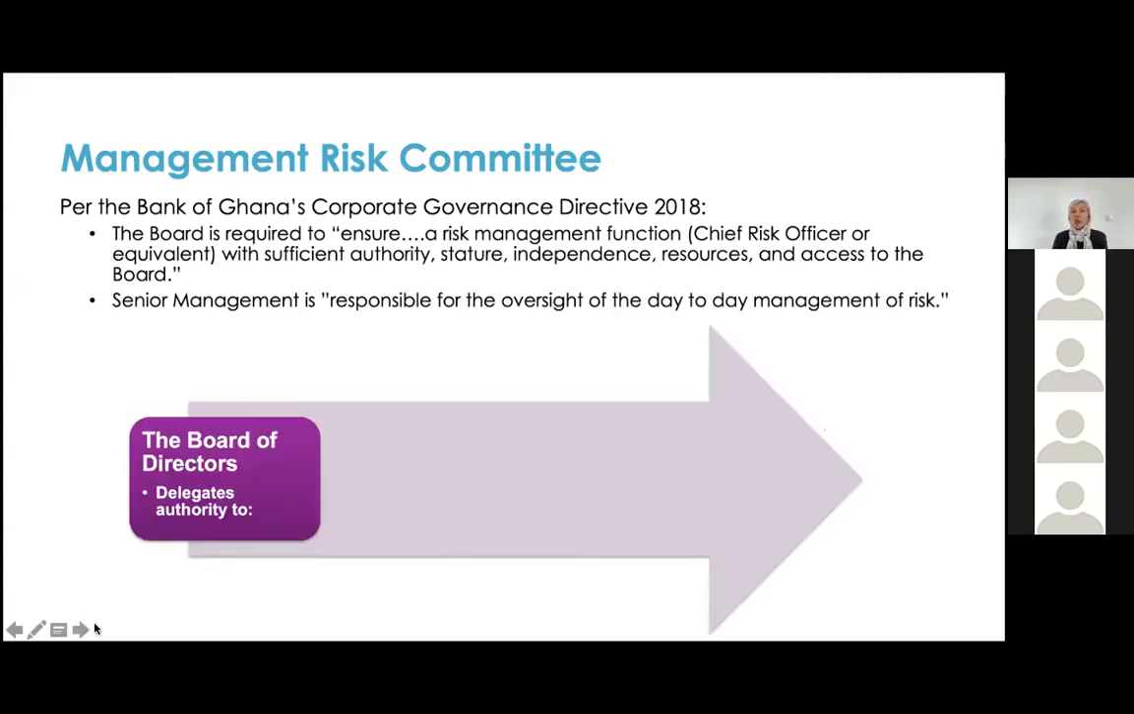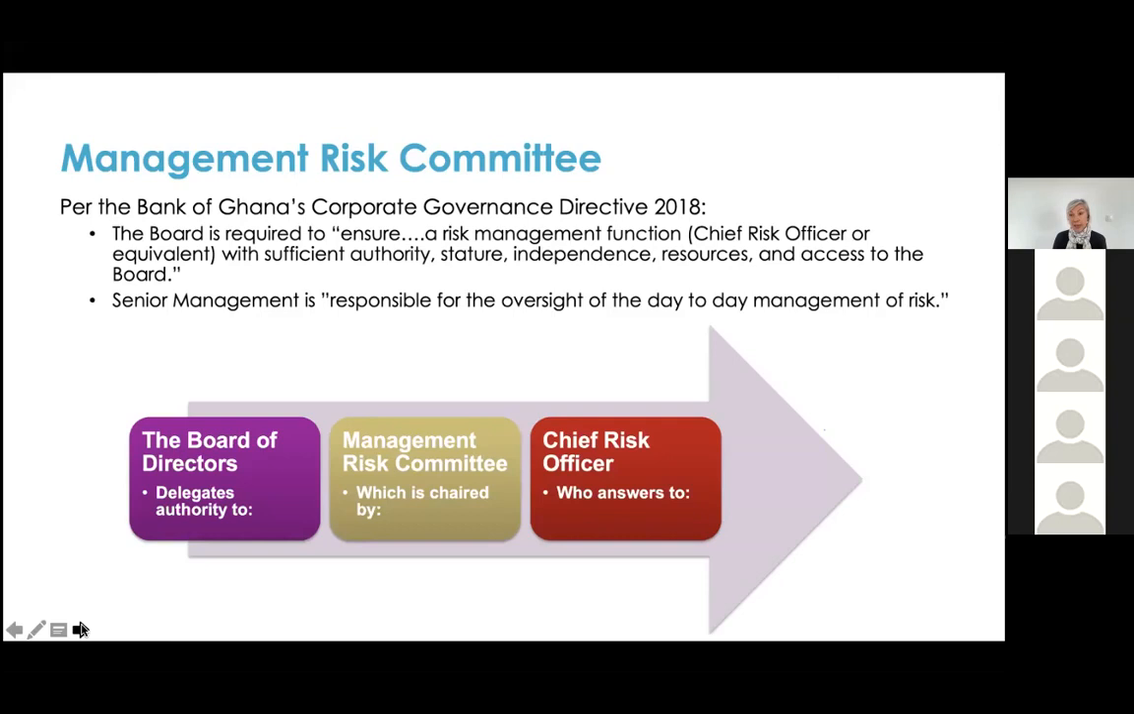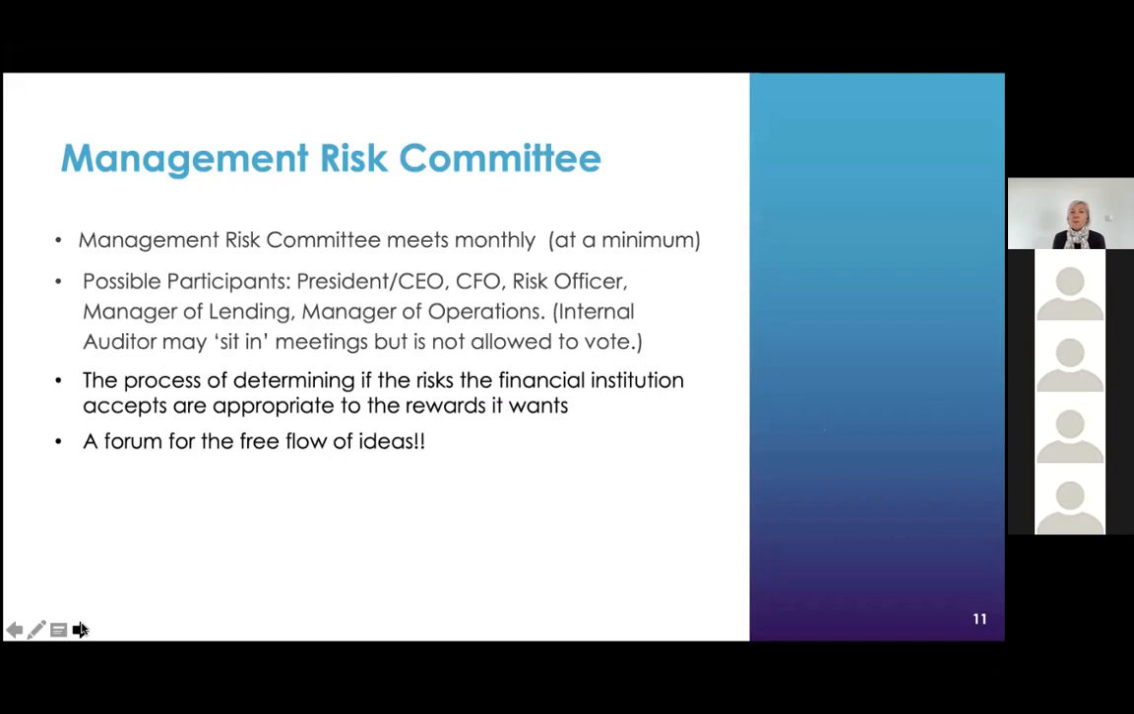So the board of directors will delegate its authority to the management risk committee. We'll talk about who is a member of this committee. It is normally chaired by a chief risk officer or a risk manager who answers to the board of directors or the CEO. I prefer the board of directors, but the chief risk officer could also answer to the CEO. So the board of directors is giving the authority to oversee risk to the management risk committee, which will meet monthly at a minimum.